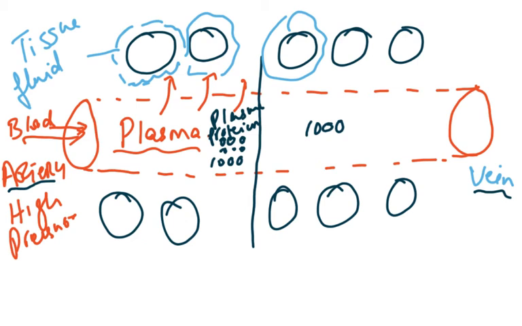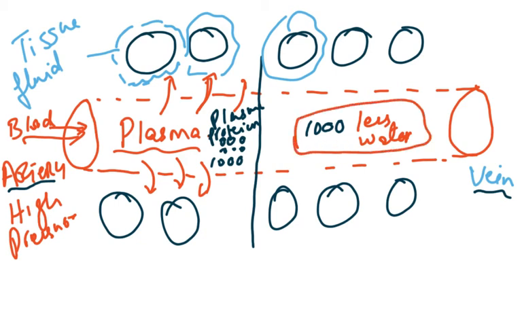But then here there is less water. Why is there less water? Because most of the water has moved out with the dissolved substances in it. So this area now has a lower water potential, so water is going to move back in, from a higher water potential to a lower water potential. So the same tissue fluid which was formed is going to re-enter.